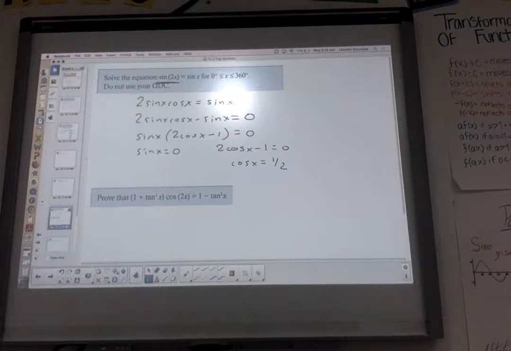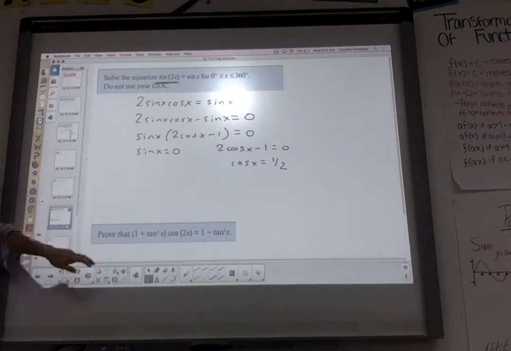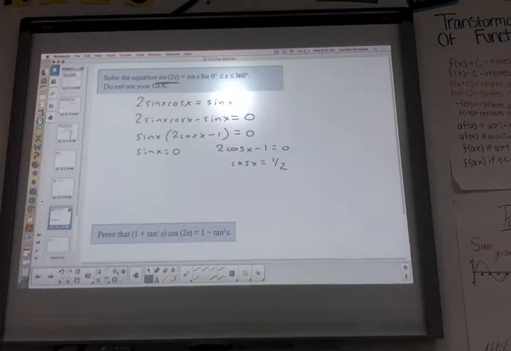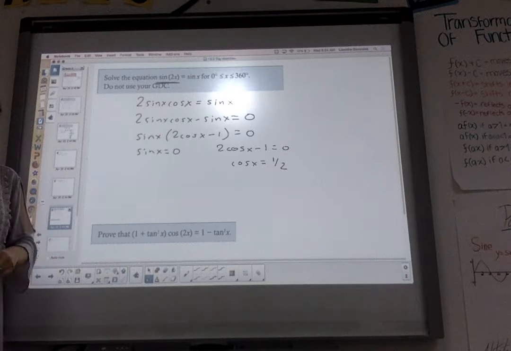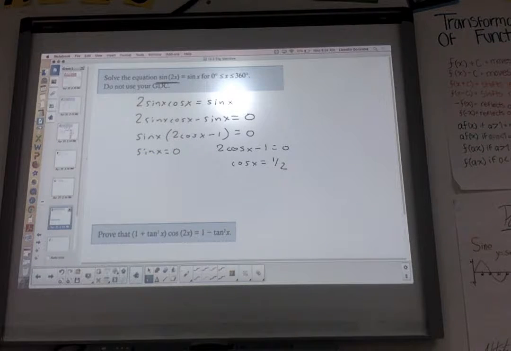Ta-da! Okay. You are not done. You have to solve for x. Why do you like when you factor the sine? Isn't it 2 sine? No, because you factor it back. I left the 2 inside with the cosine. I get it.